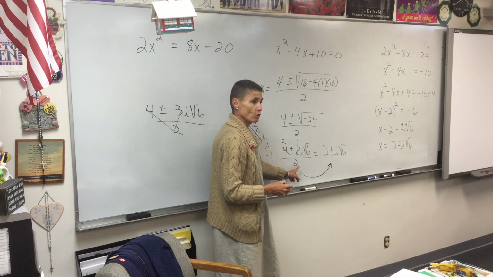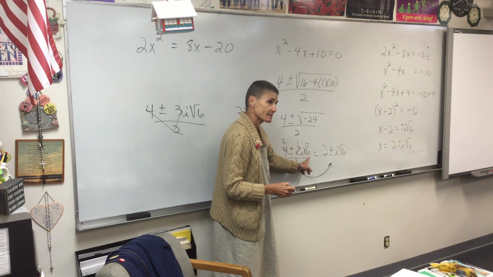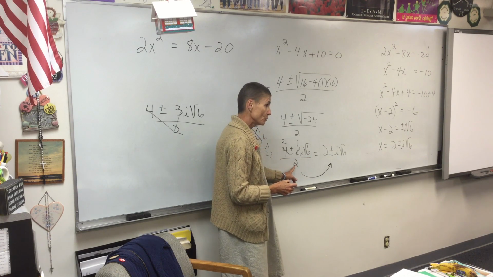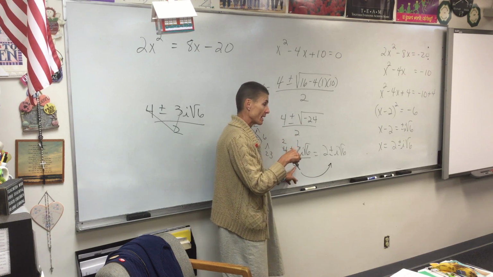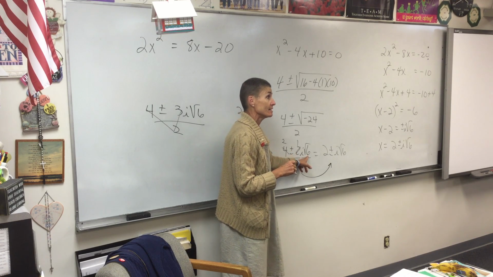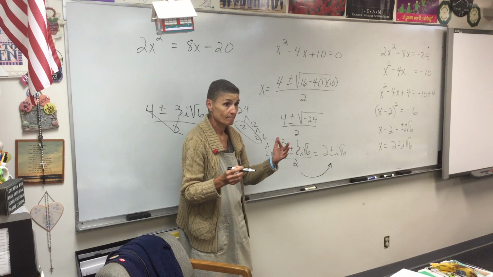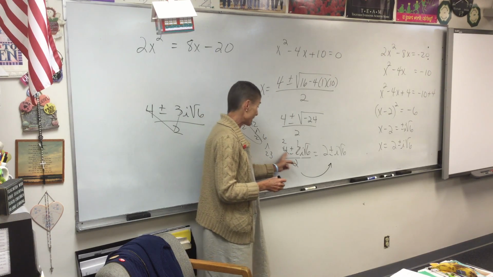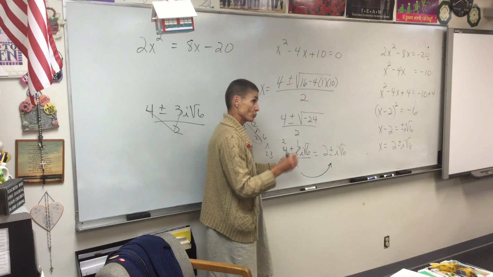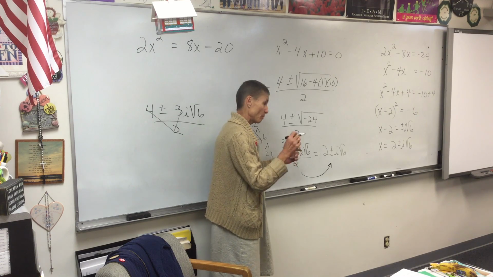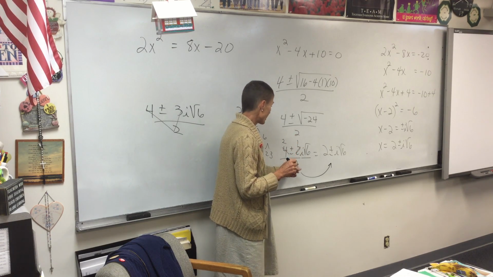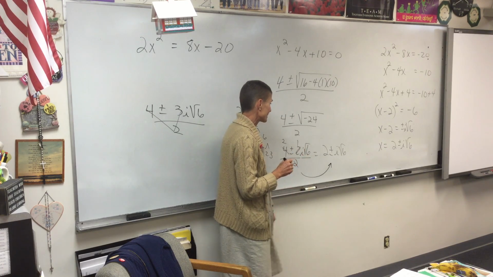You would never cancel 2 into 6 because the 2 is outside of the radical and the 6 is inside. You can't cancel outsides and insides. You can cancel 2 outsides and you can cancel 2 insides. If they're both under the radical, you can cancel, but you can't cancel outside the radical with inside the radical.